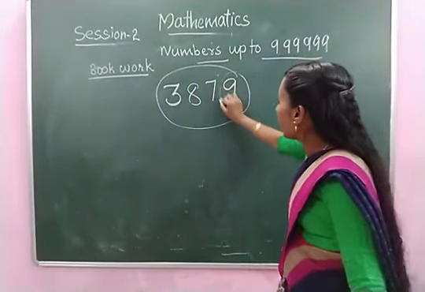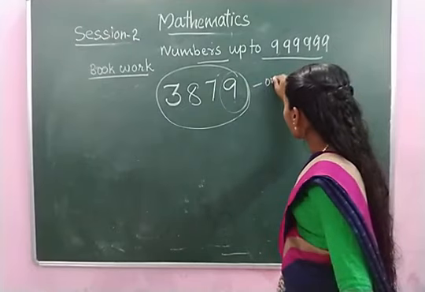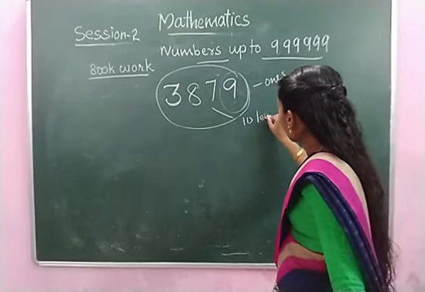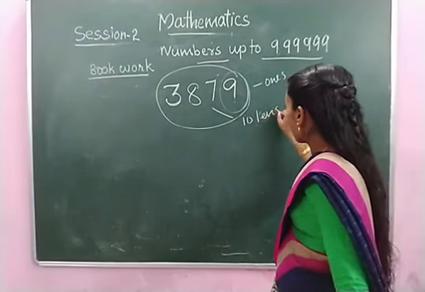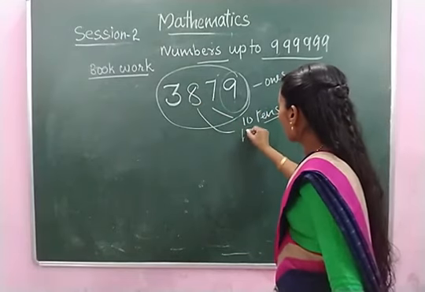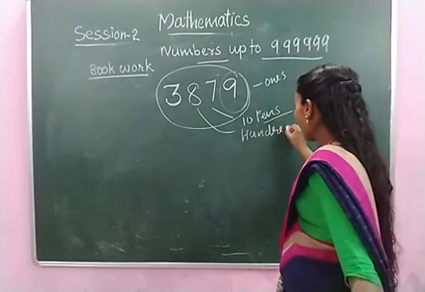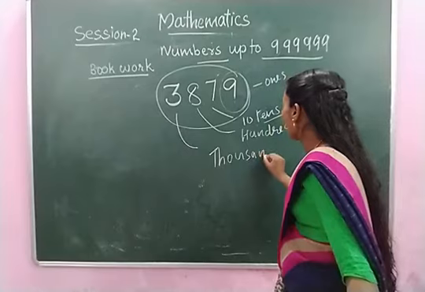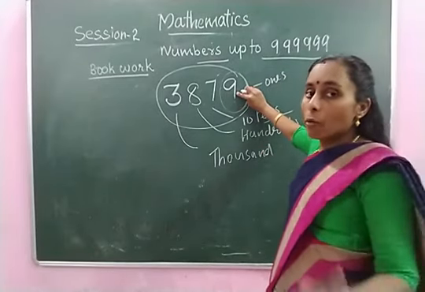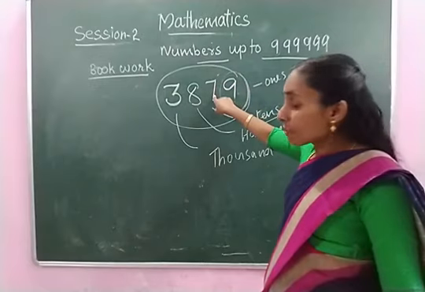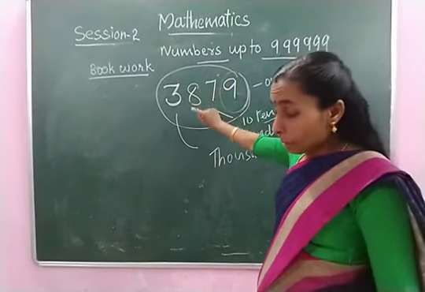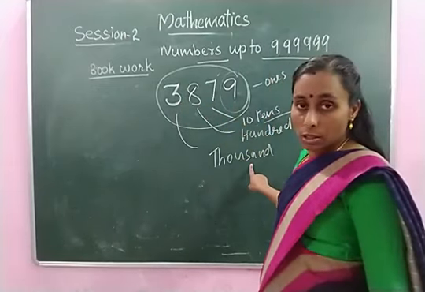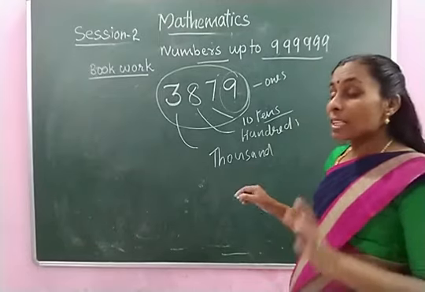So the first number from the left, that is ones place. Ones. Next one, tens place. Tens place. Okay. Next one, hundreds place. Hundreds. Next one, thousands. This is all the places. What is the place of 9? Ones. What is the place of 7? Tens. What is the place of 8? Hundreds. What is the place of 3? Thousands. Thousands place. Okay.